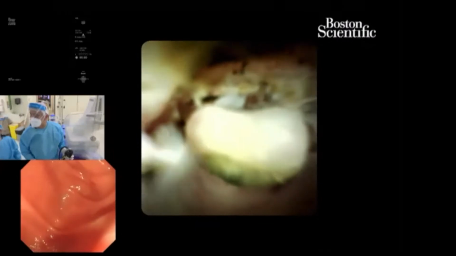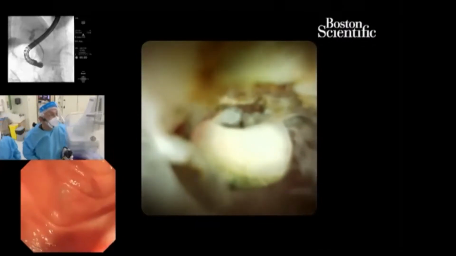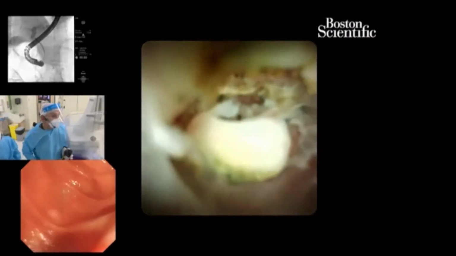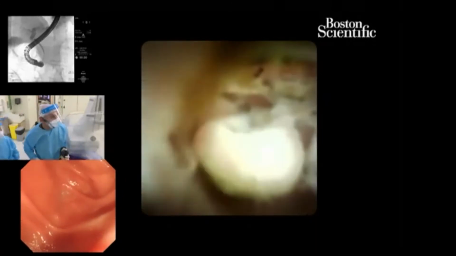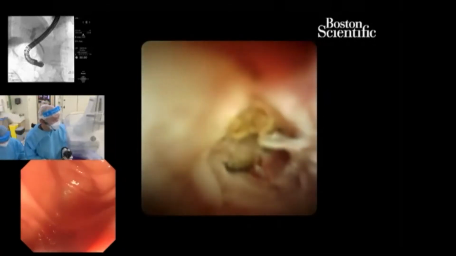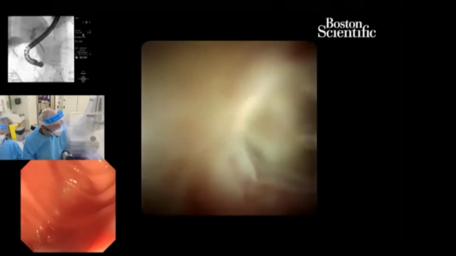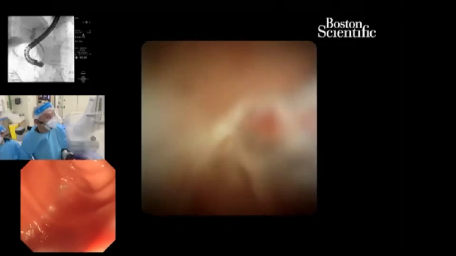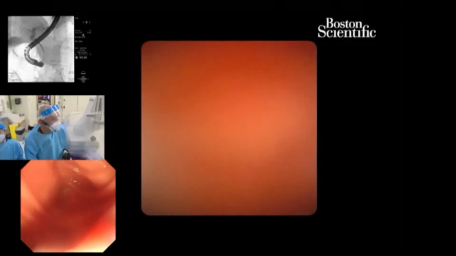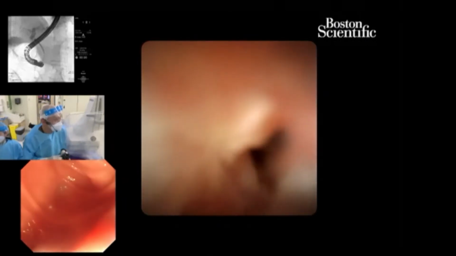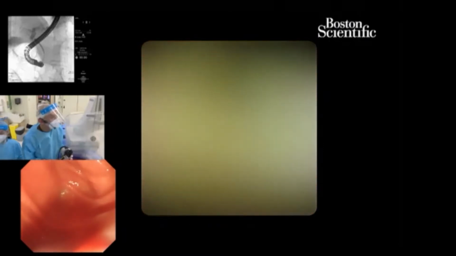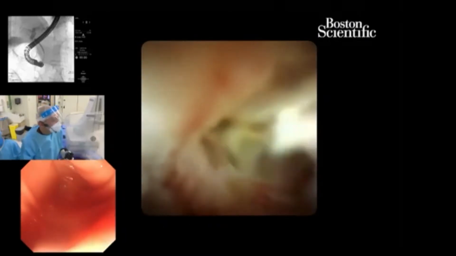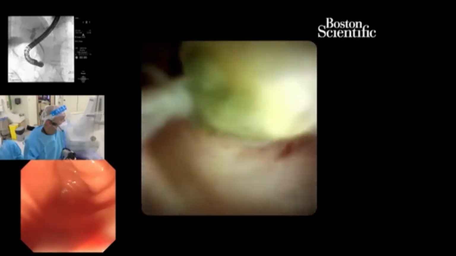So there seem to be a lot of stones here. I'm almost below the stricture. Can we do some suction? So far, I'm not seeing a really suspicious malignant lesion. What do you guys think? I agree, but I would still take a biopsy. Yeah, for sure, I'll take a biopsy.